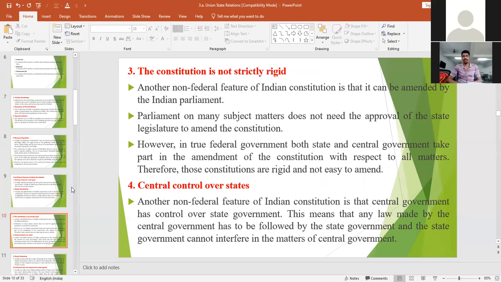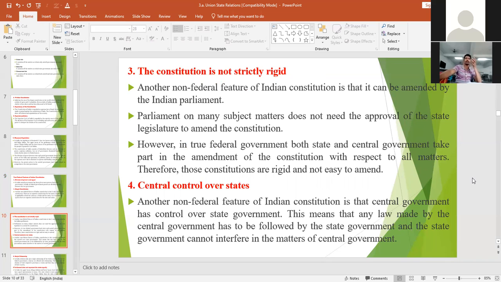If we talk about the constitution, it is not strictly rigid, because in India we have two types of constitutional amendment systems. The federal feature of the Indian Constitution is that it can be amended by the Indian Parliament, but there are some procedures.